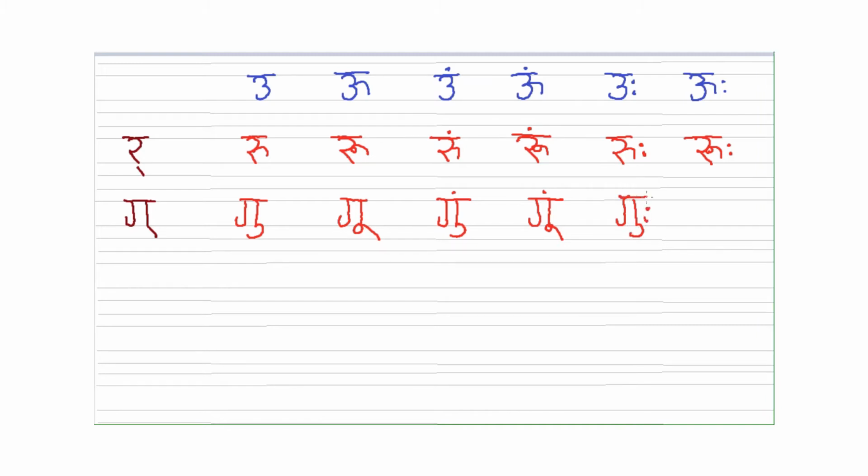You should have a habit of writing the anuswaraha or the visargaha first before writing the horizontal line, because that is how it would be in a word. You should finish the sound and the horizontal line will be for the whole word. Okay, so we now have it for ga.